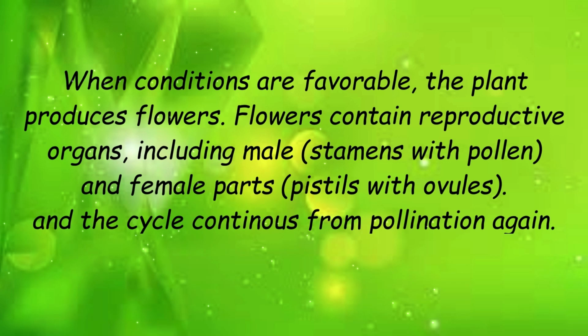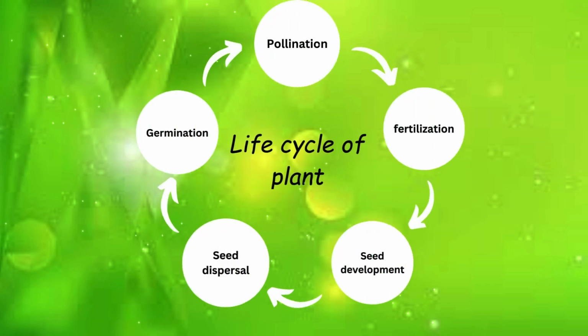Flowers contain reproductive organs, including male, stamens with pollen, and female parts, pistils with ovules. And the cycle continues from pollination again. This is the diagram showing stages of flowering plant life cycle.